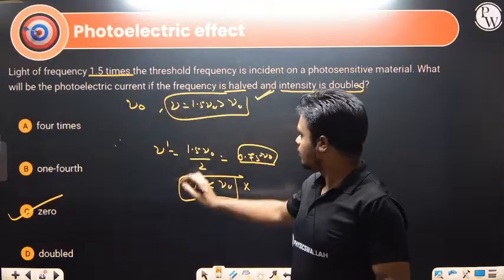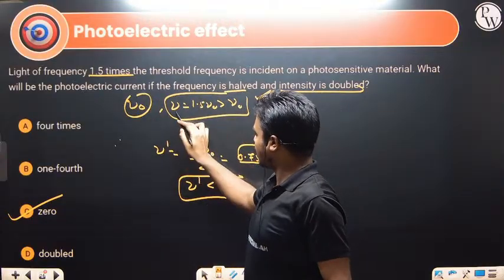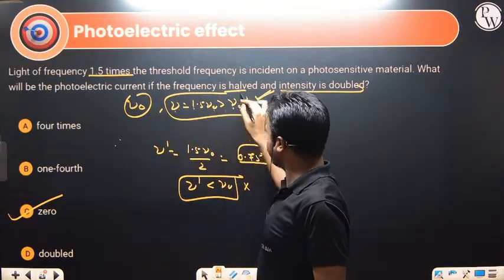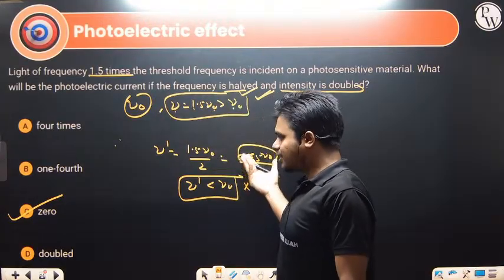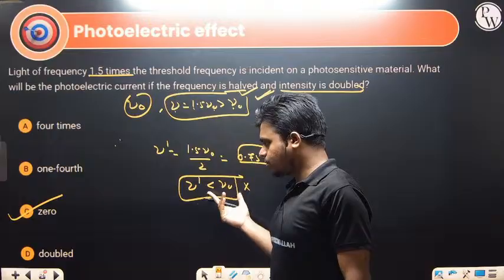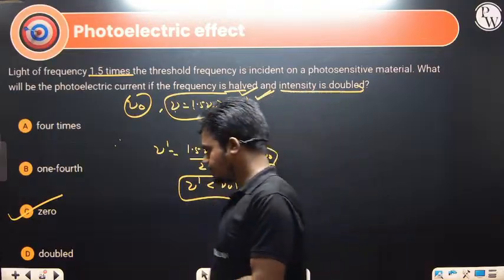So initially the threshold frequency is mu naught, and the applied frequency is 1.5 mu naught, which is greater than mu naught. Now we are reducing it by 2 times, so this will become 0.75, and this value is less than the threshold frequency. In that case, it will be 0.